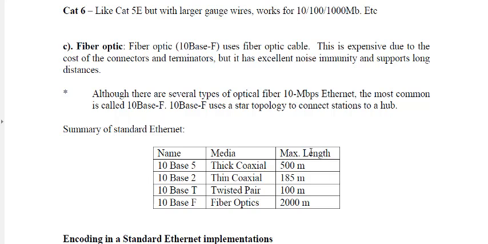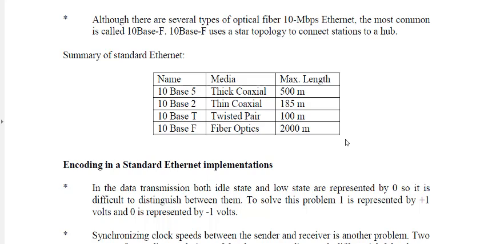So these are the distances supported by these cables. In case of thick coaxial, 500 meters, thin 185, twisted pair 100 meters, and fiber optic 2,000 meters. But actually for fiber optic there are so many variations. Practically, it supports more than two kilometers; it even supports up to 5,600 meters also. But for example's sake, we are given here 2,000 meters.